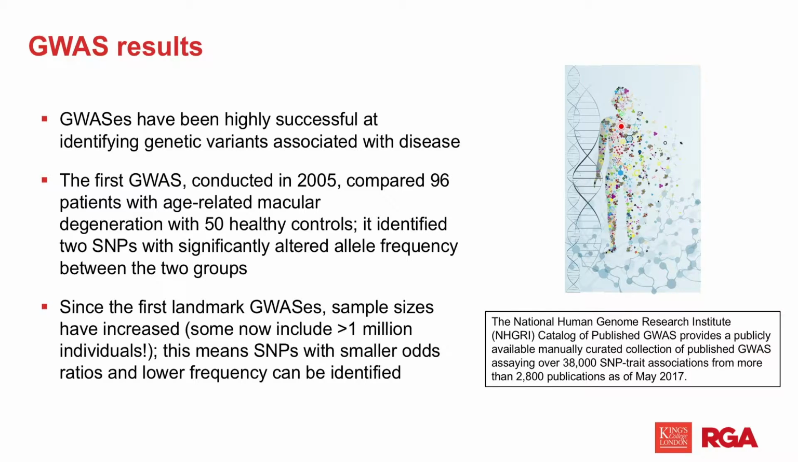Now, since the first study conducted in AMD, GWASes have grown massively in size. So instead of looking at 100 people with a disease, we're now looking at anywhere upwards of 1 million people, sometimes a couple of million people. And by growing our sample size, we're able to find even rarer genetic variants associated with disease.